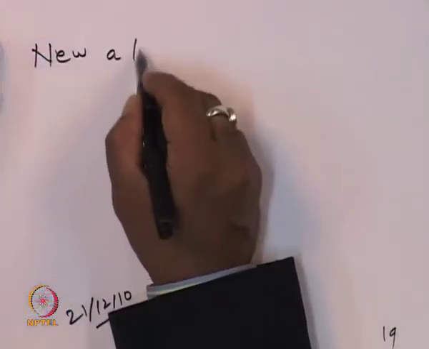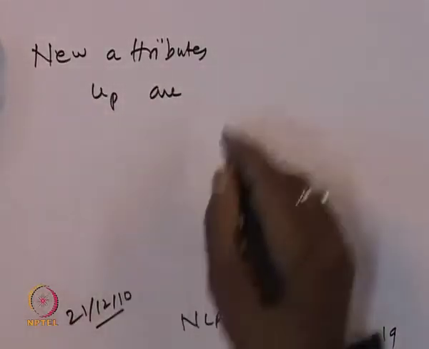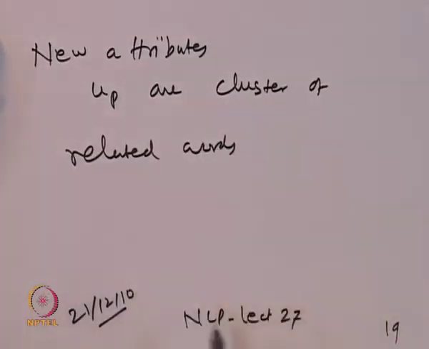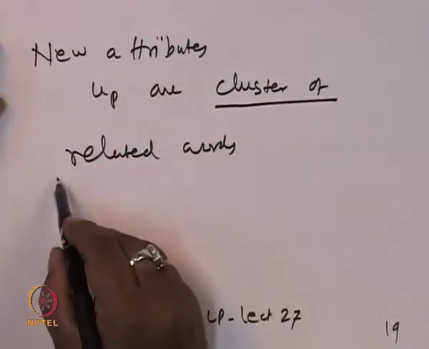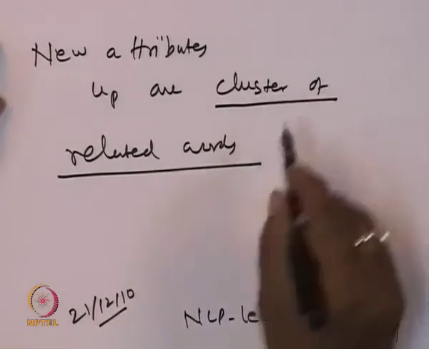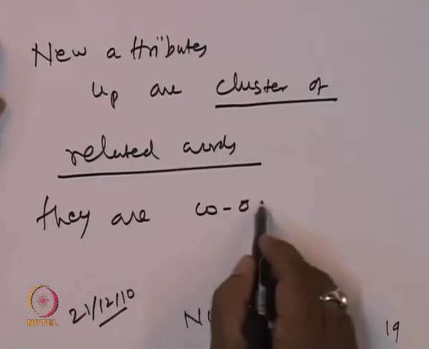For other problems, the new attributes which are constructed from old attributes have different meanings, but in the natural language processing situation, where the attributes are the words and the new set of attributes has been obtained, these new attributes Up are clusters of related words. This is the heart of dimensionality reduction in natural language processing. These are clusters of related words. In particular, they are co-occurrences.